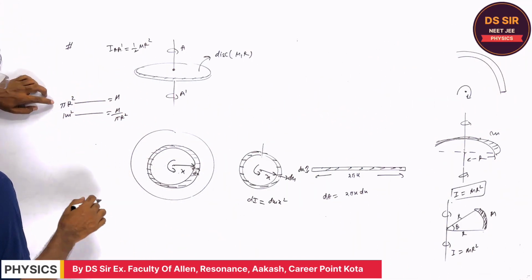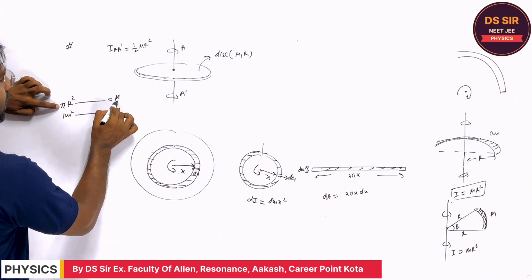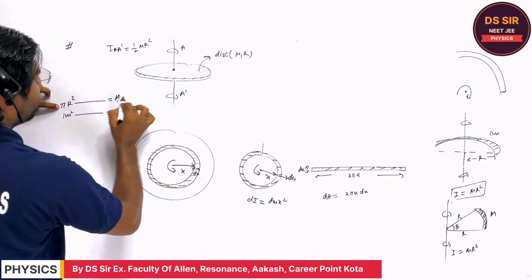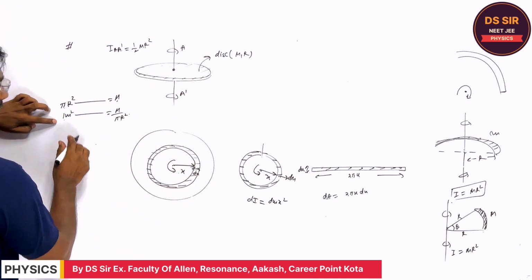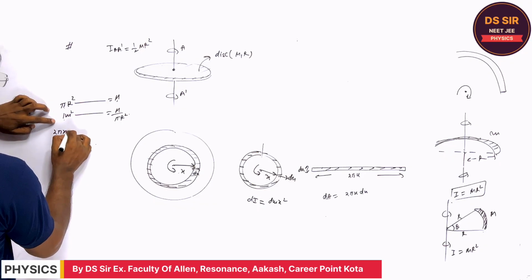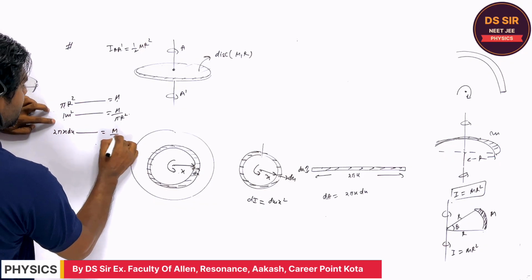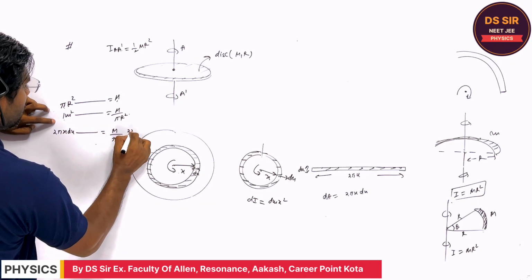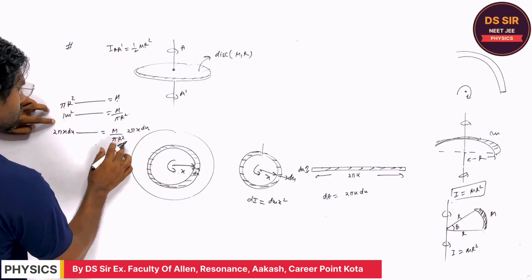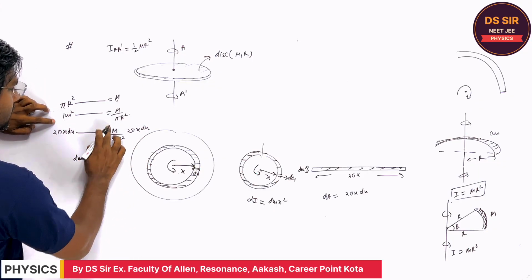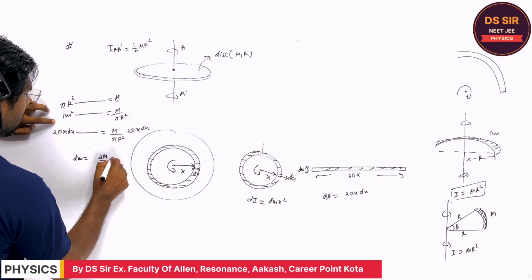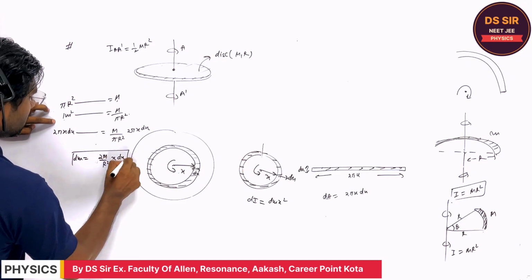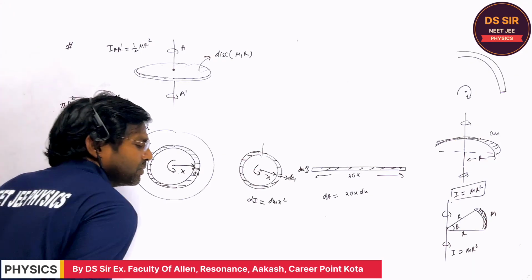Right? So for pi r square, the mass is m. For 1 meter square, this is the mass. For this area, what is the area? 2 pi x dx. The mass is m upon pi r square, 2 pi x into dx. So this is the elemental mass, 2m upon r square into x into dx. Do you understand this thing or not?